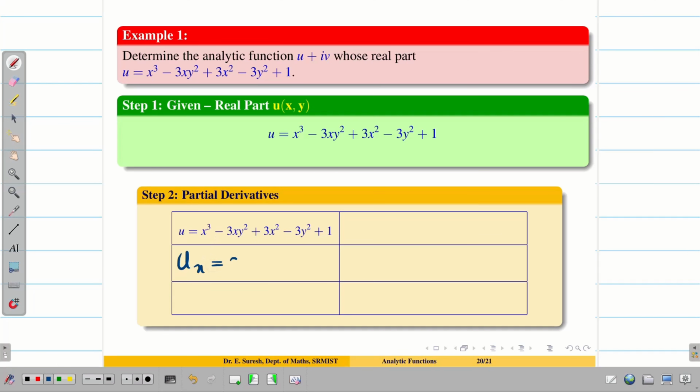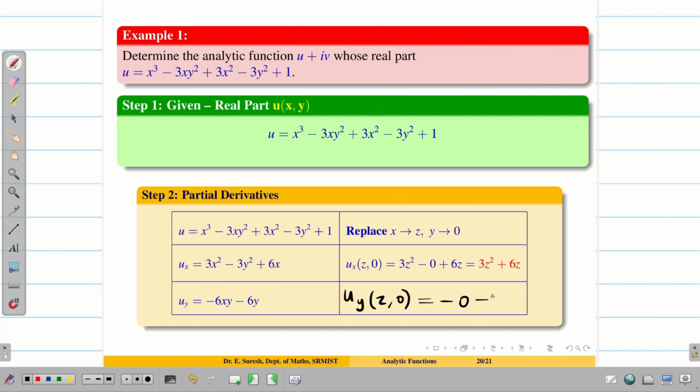So differentiation of ux is 3x square minus 3y square minus 6x. The remaining two terms don't have x, so it is 0. In a similar way, differentiate u partially with respect to y, we get minus 6xy and minus 6y. Now replace x by z and y by 0. So ux of z comma 0 is 3z square minus 0 plus 6z. So 3z square plus 6z. When you come for y, uy of z comma 0 is minus 0 because it consists of y in both the terms. So uy of z comma 0 is 0.